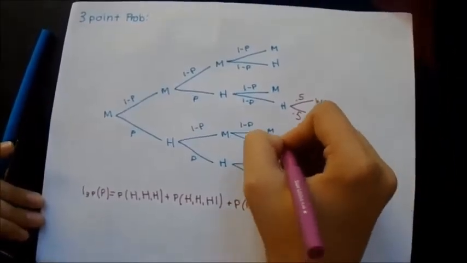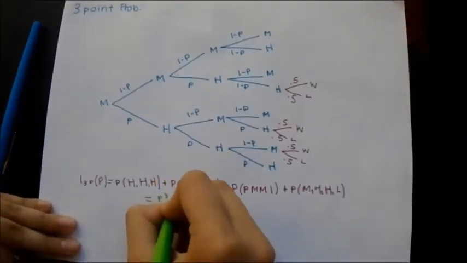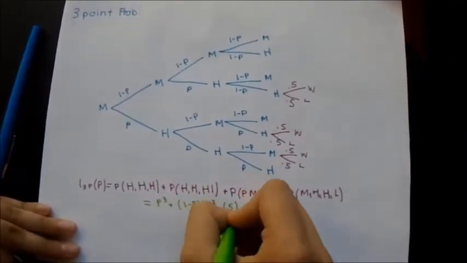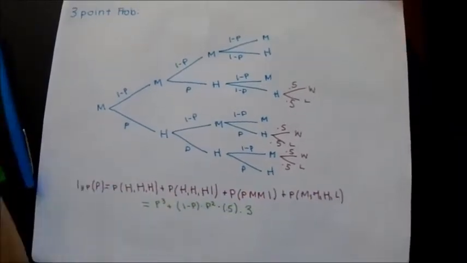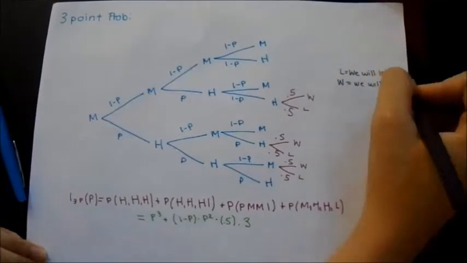We will then use the equation p to the third power plus 1 minus p times p to the second power times 0.5, 0.3 to get our answer. R represents each player's 2-point average shot.